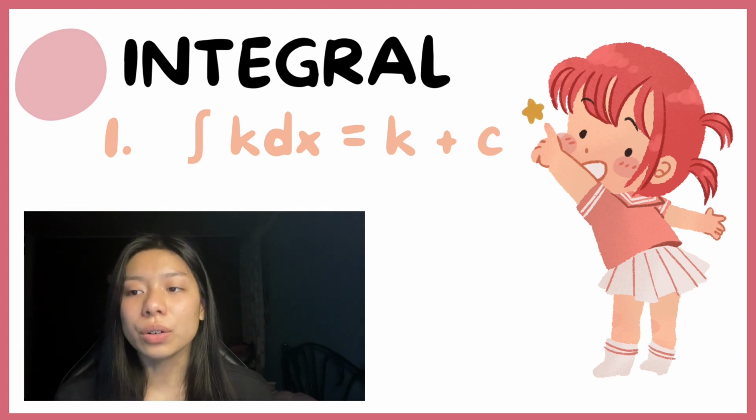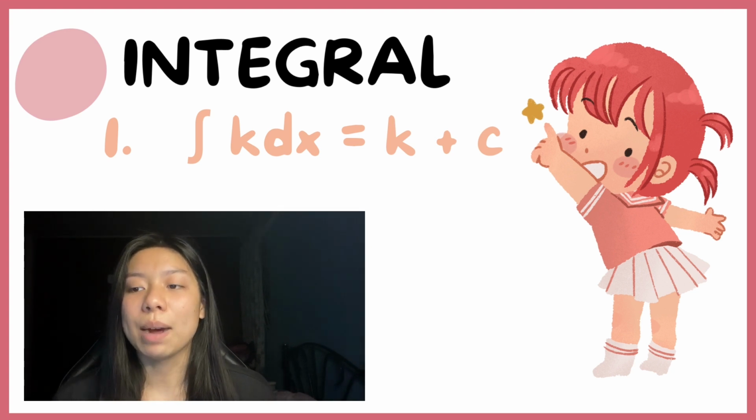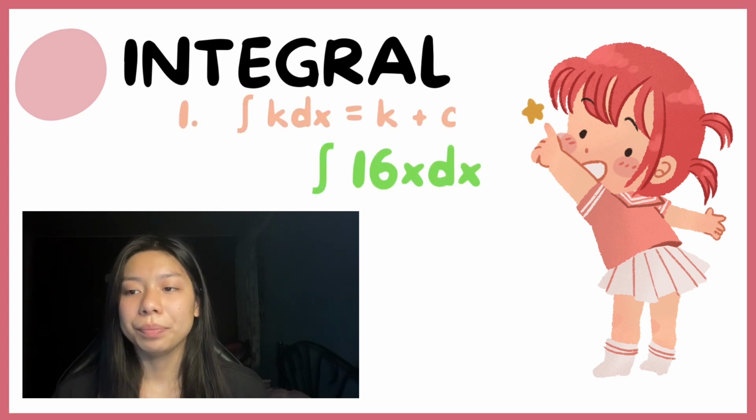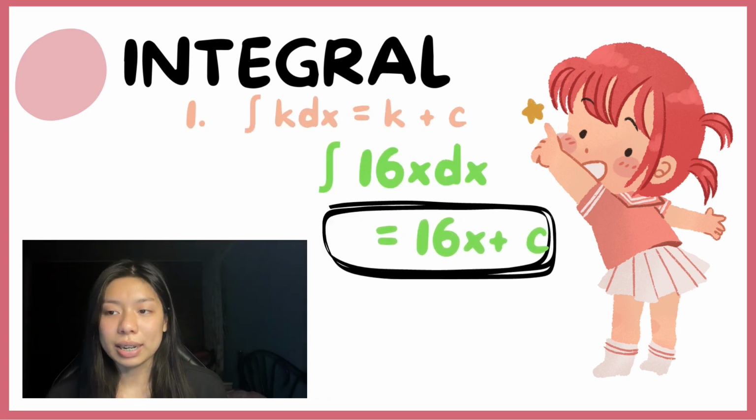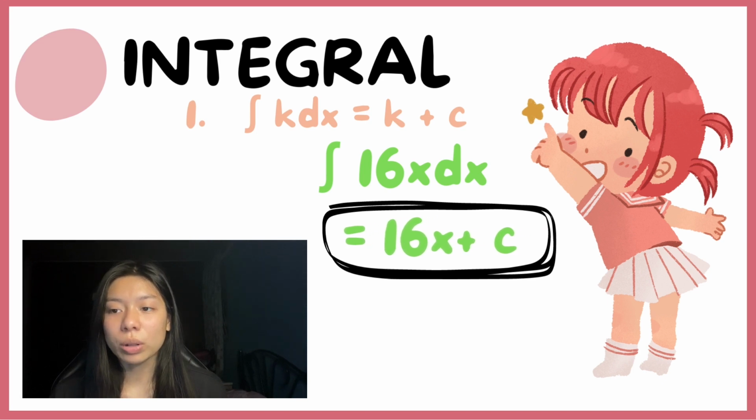As for the integral, we have four rules. First is the integral of k dx equals kx plus c. Now take note that in all integrals, their answer would always have a plus c on the end, for c is equal to constant numbers that are present in the given. For example, integral of 16x dx, the answer would be 16x plus c. Every number that only contains value in the x would only equal to itself.